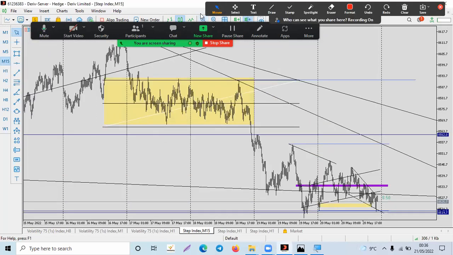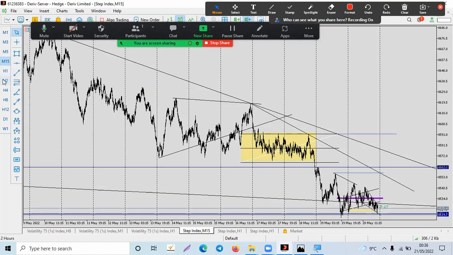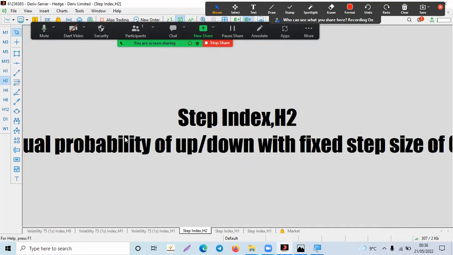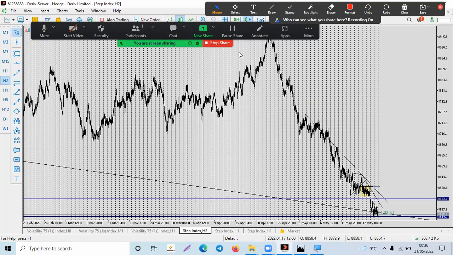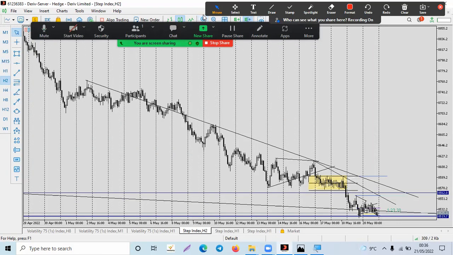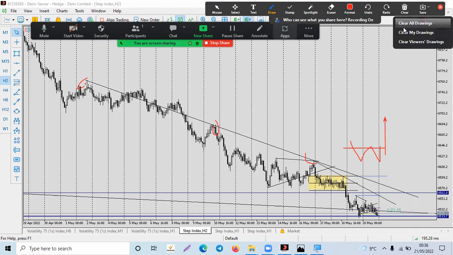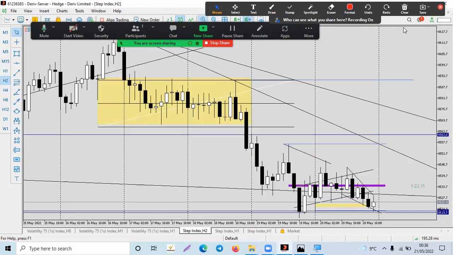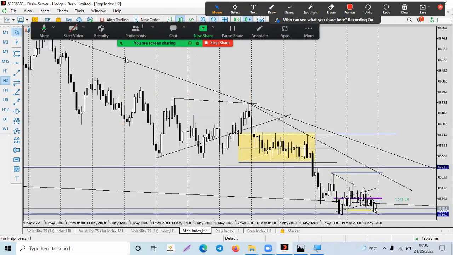Zoom in. Yeah, Step, we already know we have a lot of trend lines. We also have this trend line. We have a reaction on these areas. So expect Step Index to create something like a double bottom and push all the way up. That's our expectation. Market is all about probabilities. You don't need to be right in order to make money.